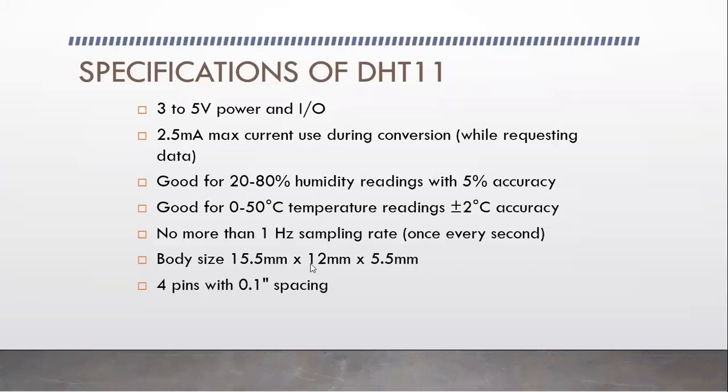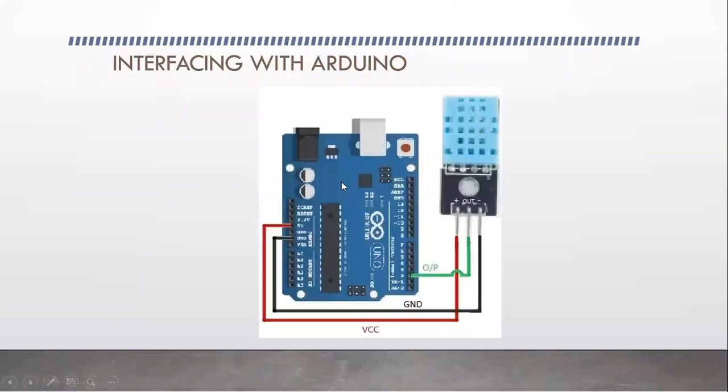This is just about the body size. This is about the pins. So guys, to integrate this DHT sensor with your Arduino, you need to do it in this one way. You need to connect the out pin to your digital pin. I told you, this is a digital sensor, so you need to connect it to this particular digital pin.